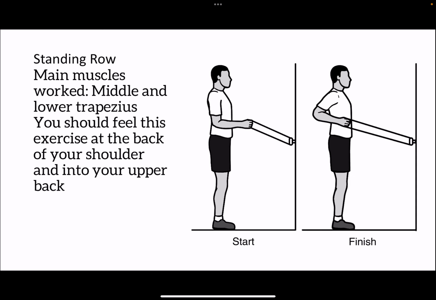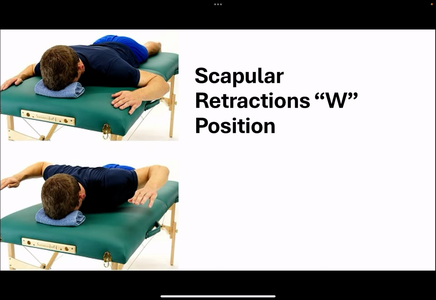Standing row, hold the band like that and move your elbow backward. Middle and lower trapezius worked here. You should feel this exercise at the back of your shoulder and into your upper back. Scapular retraction, W shape position, like that, W shape position.